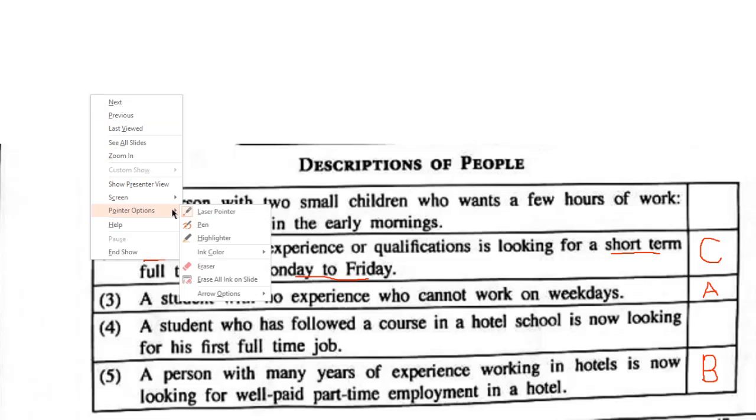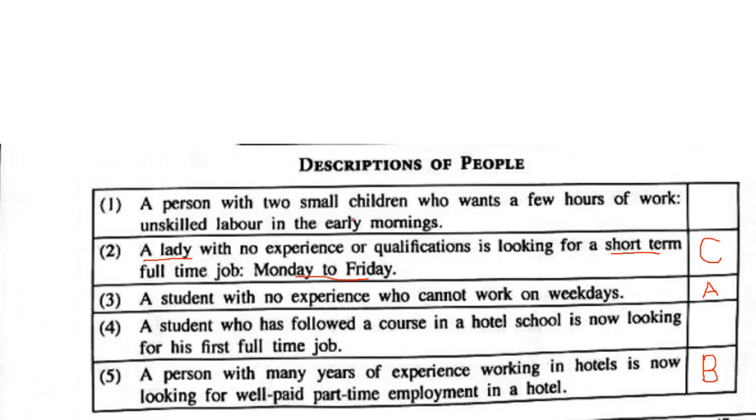Right. Now if you take the first one, a person with 2 small children who wants to work a few hours, and it's also unskilled labor, and in the early mornings, that means before 8 o'clock. So this particular person is more qualified to respond to the advertisement.